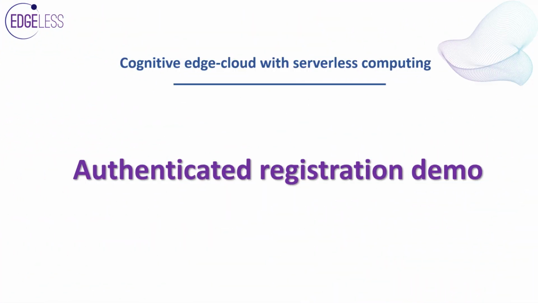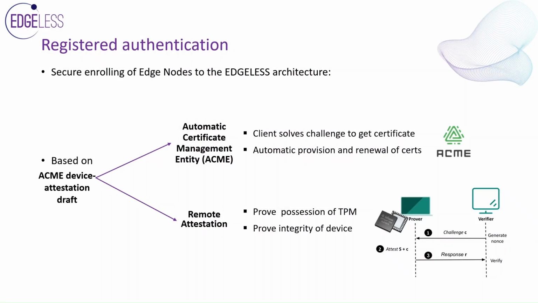Welcome to this demo, where we will show a snippet of how nodes can securely obtain certificates in the edgeless architecture. These certificates will allow us to uniquely identify each node and use this identity for secure communication. First, let's take a look at the standard behind this authenticated registration process, ACME Device Attestation.